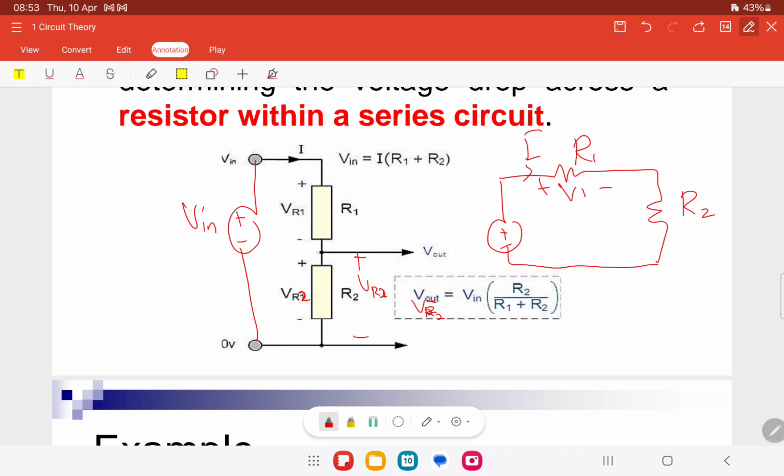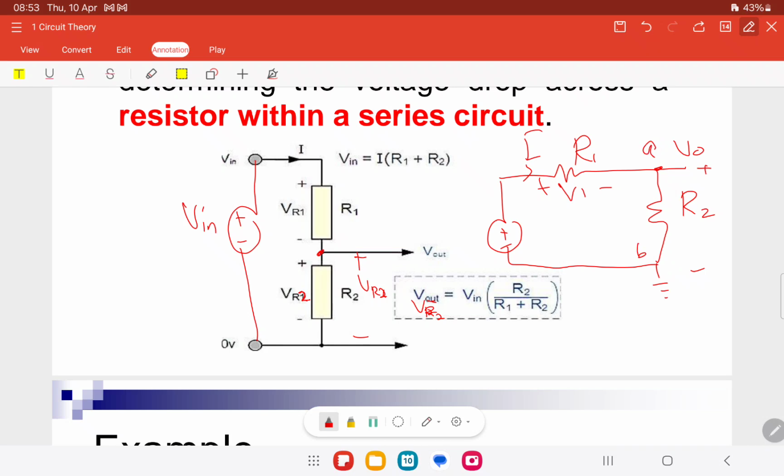When we put the voltmeter at this point, we put V out, or VR2. V out is equal to VR2, from the V out until the ground. Normally the bottom of a circuit is connected to the ground. So V out is from point A to point B, or VR2.